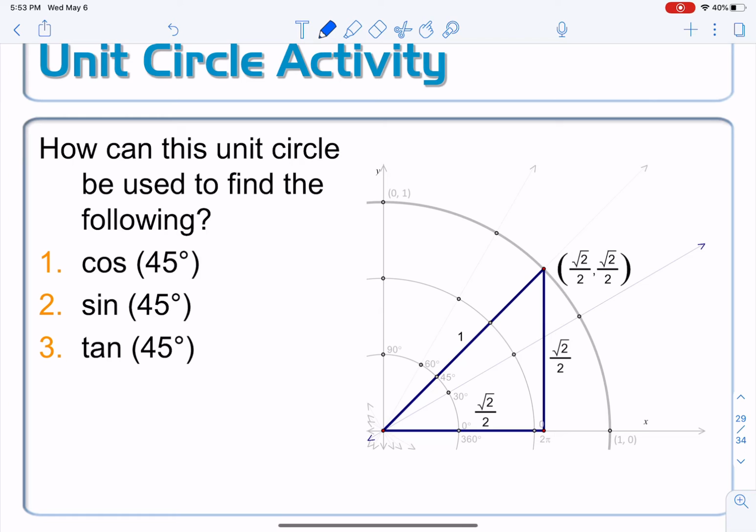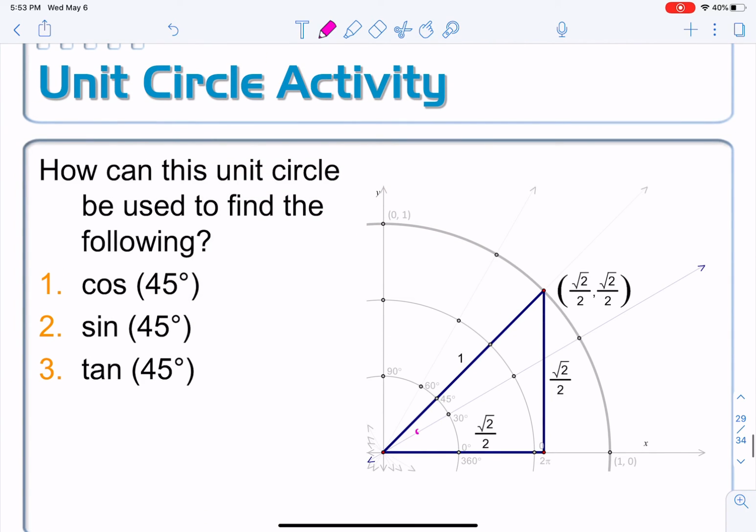Cosine, sine, tangent of 45. So as we did before, we'll label our sides. Here's our 45-degree angle. This is our opposite side. This is our adjacent and our hypotenuse. Cosine is adjacent over hypotenuse. My adjacent side is the square root of 2 over 2 divided by 1, which is the square root of 2 over 2. If I do my sine, it's opposite over hypotenuse. My opposite side is the square root of 2 over 2, and my hypotenuse is 1, so it's just the square root of 2 over 2.